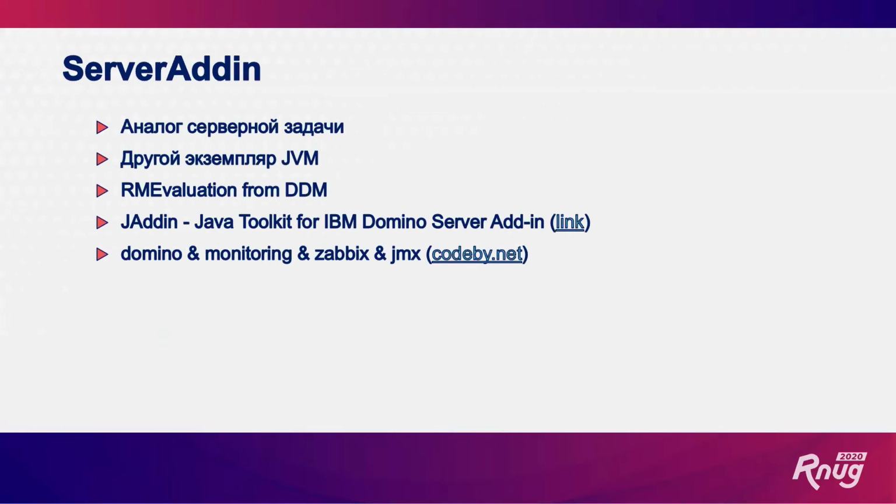Then the server add-in. As I said, this is an analog of the server task, and this is a separate instance of a JVM that is started on Lotus. If you are aware of Domino DDM monitoring, then there are some tasks. You can address the disk, the memory, the network, and so on. And so it is all started with a JVM evaluation. And in the 10th version or in the 11th version, it was quite broken down, and a lot of people were just recommended to switch those elements off.